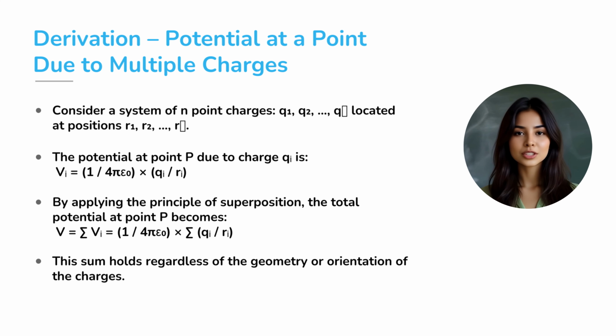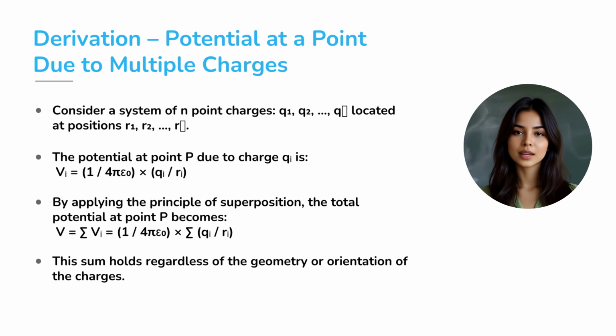Alright, let's formalize what we just discussed using a bit of math. Suppose you have n point charges, which we label as Q1, Q2, all the way up to Qn. Each is located at position vectors R1, R2 through Rn. Now the potential at some observation point P due to one single charge, say Qi, is given by Vi equals 1 by 4 pi epsilon naught multiplied by Qi divided by Ri. Since potential is a scalar, we apply the superposition principle directly. So the total potential at point P becomes V equals summation from i equals 1 to n of Vi, which is V equals 1 by 4 pi epsilon naught multiplied by summation of Qi over Ri.